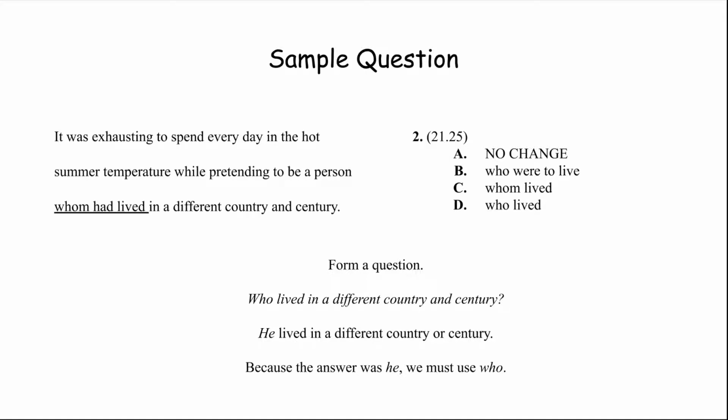Okay, so we're going to go ahead and go through a sample question together. This one reads, it was exhausting to spend every day in the hot summer temperature while pretending to be a person whom had lived in a different country and century. So we need to figure out, are we using who or are we going to use whom here? So we're going to follow our process, cut the sentence off, say who had lived in a different country and century. And you would say he had lived in a different country and century, right? Not him had lived in a different country and century. Because you answer with he, you know that you have to use who, not whom there.